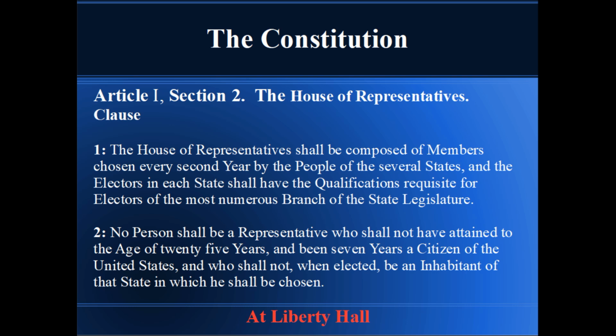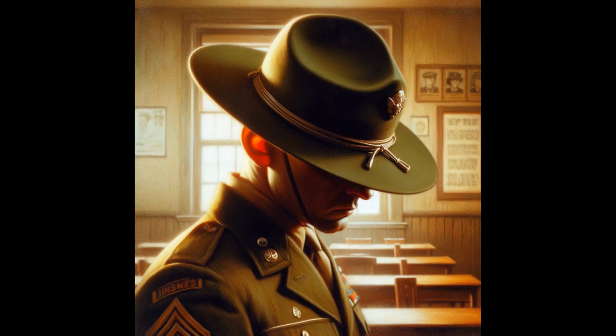Clause 2. No person shall be a representative who shall not have attained to the age of 25 years, and been 7 years a citizen of the United States, and who shall not, when elected, be an inhabitant of that state in which he shall be chosen. 1. The House of Representatives will have members elected every 2 years by the people, based on the qualifications required to vote in the state's largest legislative branch. 2. To be a representative, a person must be at least 25 years old, a U.S. citizen for 7 years, and live in the state they represent.